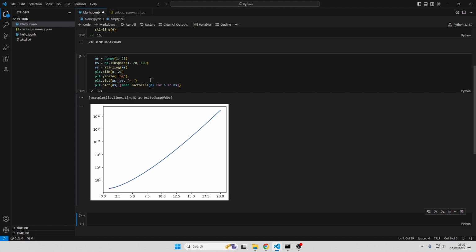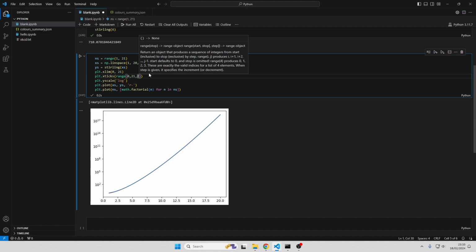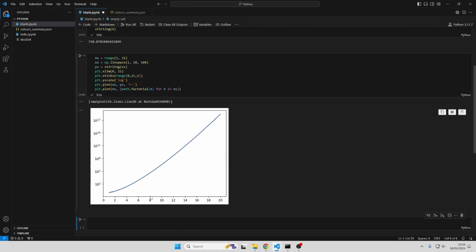Let's change the ticks on the x-axis. We don't really have space to have one at every integer, so we'll put them at even integers with range 0, 21, 2. It's starting at 0, stopping just before 21, with gaps of 2, so we get numbers from 0 all the way up to 20. Okay, and that's what we've got on the x scale and the y scale there.